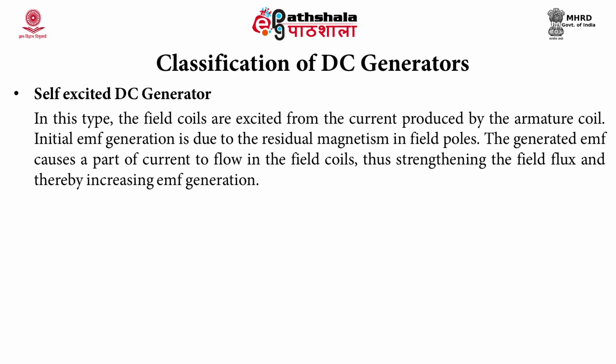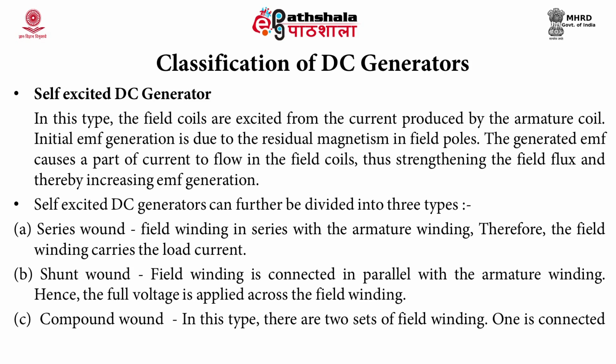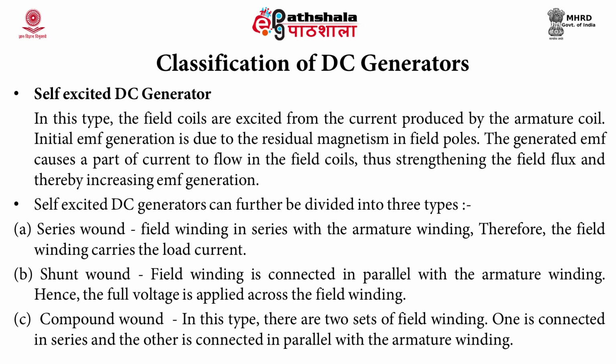Self-excited DC generator. In this type, the field coils are excited from the current produced by the armature coil. Initial EMF generation is due to the residual magnetism in field poles. The generated EMF causes a part of the current to flow in the field coils, thus strengthening the field flux and thereby increasing EMF generation. Self-excited DC generators can further be divided into three types: series wound, shunt wound, and compound wound.